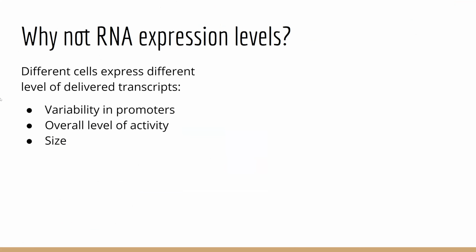So why don't we look at RNA expression levels? Why am I talking about this probability greater than 0? The reason is that different cells express different levels of the delivered transcripts. There's variability in different cell types because of promoters. There's also overall level of activity. Some cells are just more active and might express more transcripts. And then there's also just cell size. Bigger cells tend to have more RNA. So is it really fair to have a threshold and cut off cells that might have low expression that's meaningful, as opposed to counting them?